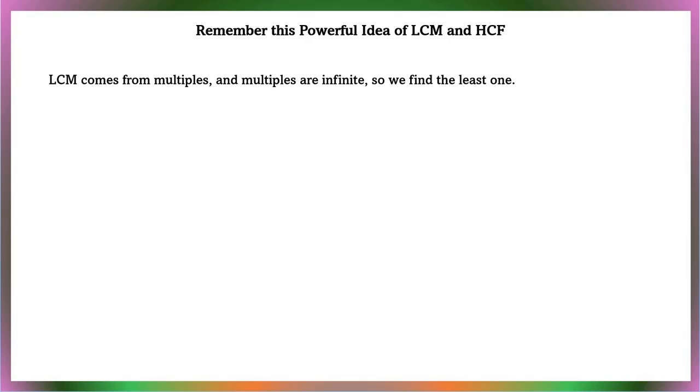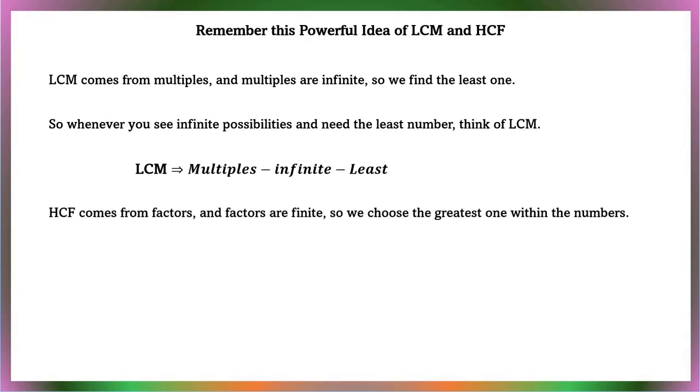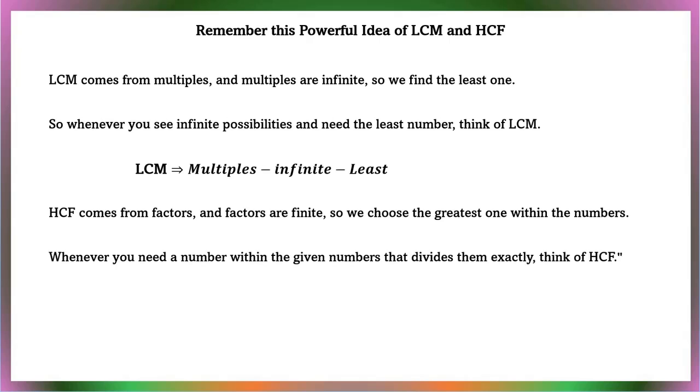Remember this powerful idea of LCM and HCF. LCM comes from multiples and multiples are infinite. So we find the least one. So whenever you see infinite possibilities and need the least number, think of LCM. LCM, that is multiple, that is infinite, that is least. HCF comes from factors and factors are finite. So we choose the greatest one within the numbers. Whenever you see a number within the given numbers that divides them exactly, think of HCF. HCF, factors, that is finite and is the greatest.